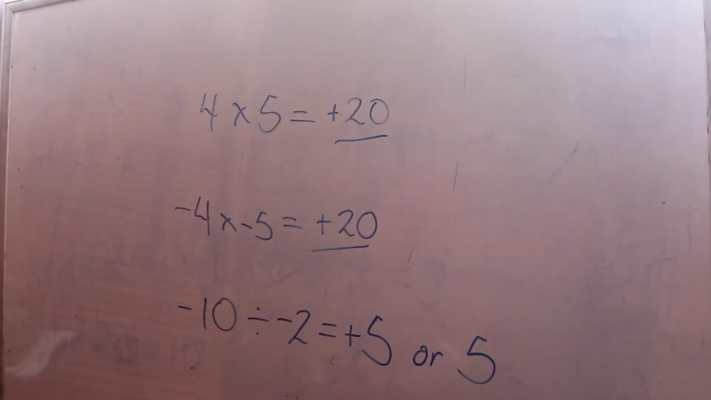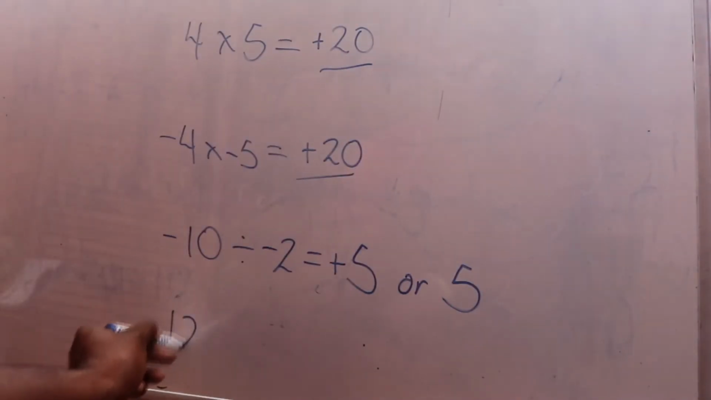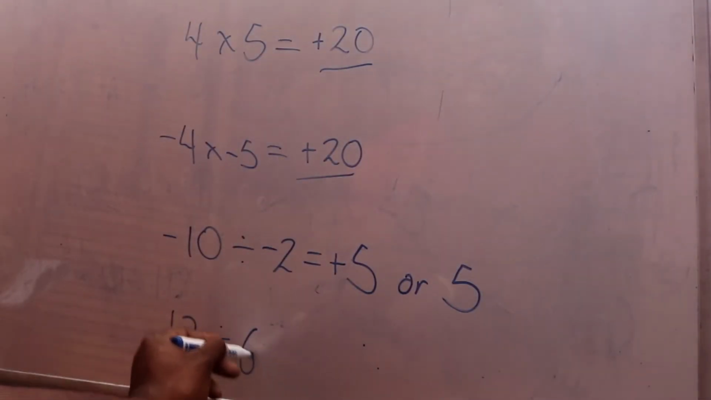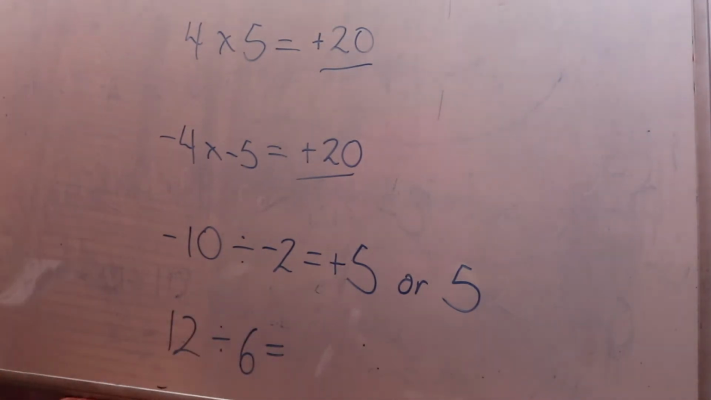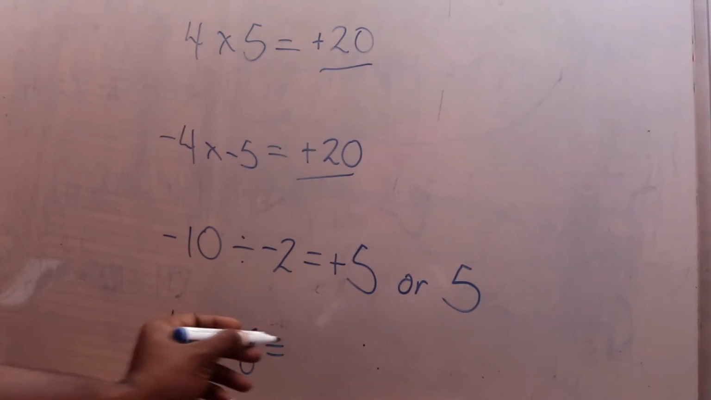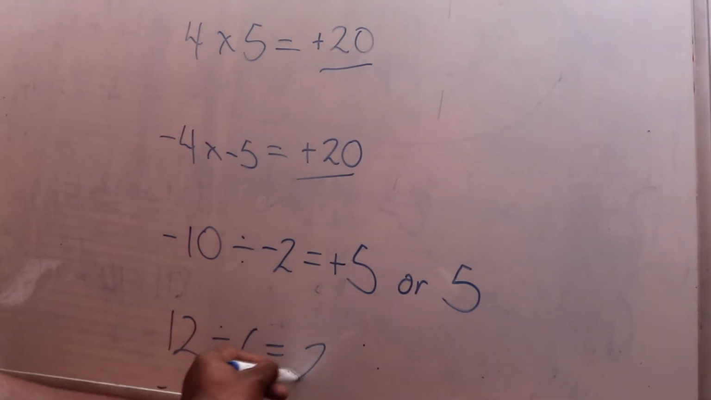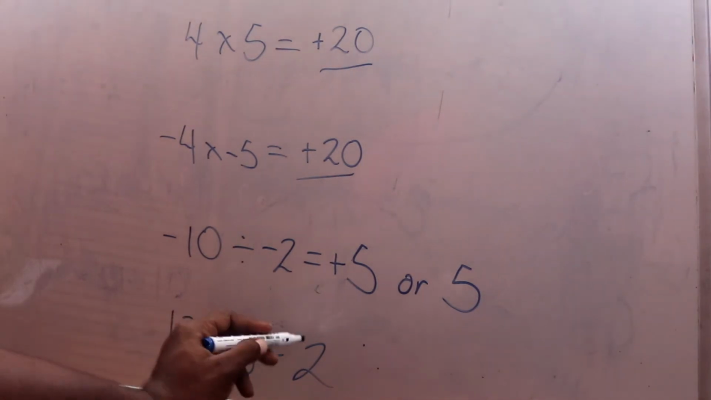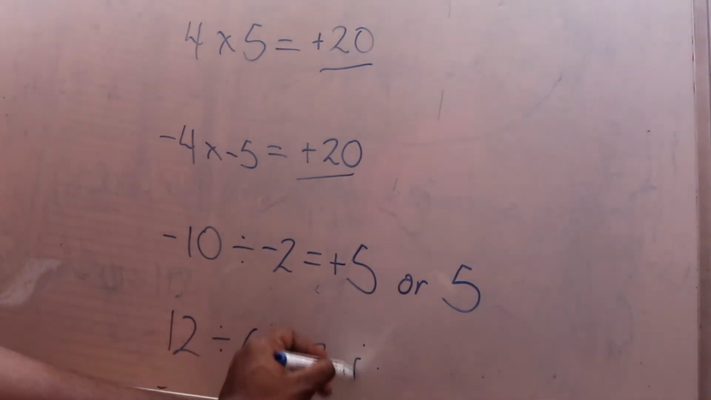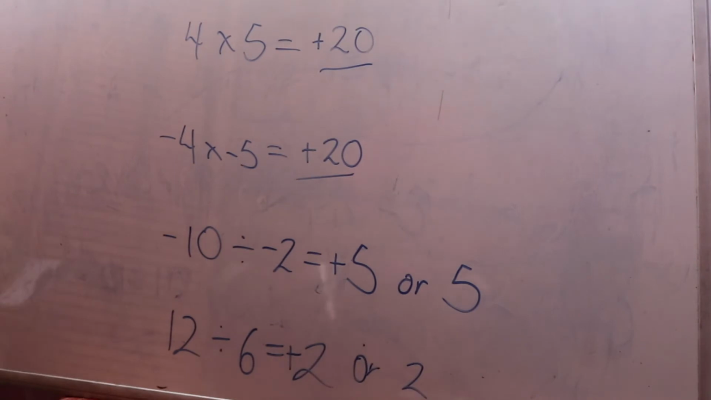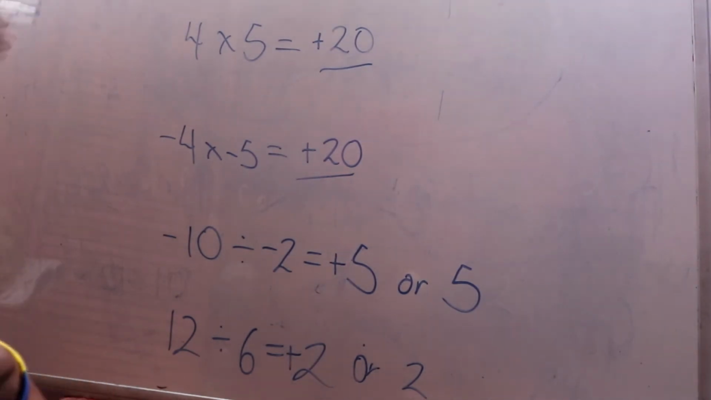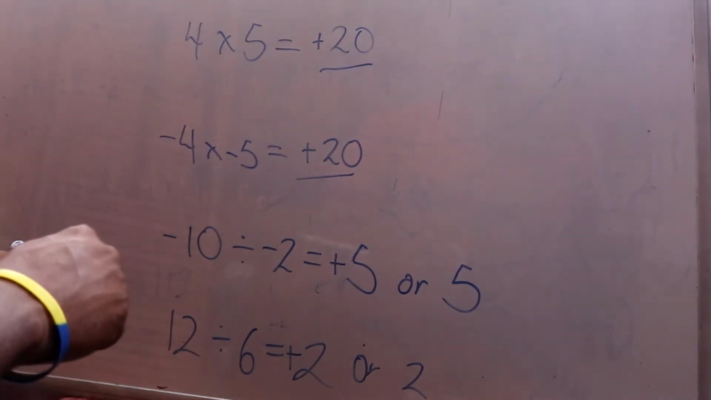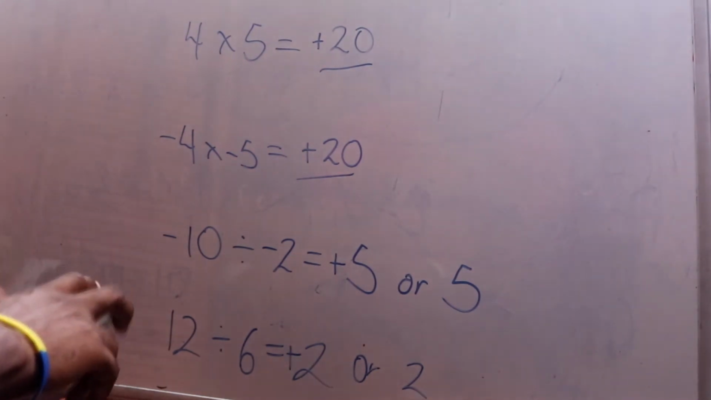And similarly, if you have something like positive 12 divided by positive 6, because these have the same signs, they're both positive, then 12 divided by 6 is positive 2. You can put the sign, positive 2, or you can just leave it as 2. So that's rule number 1. Rule number 1 states that when the signs are the same, the result is positive.